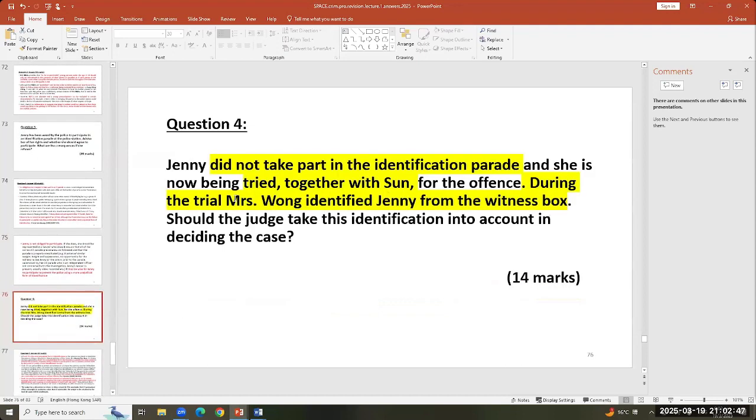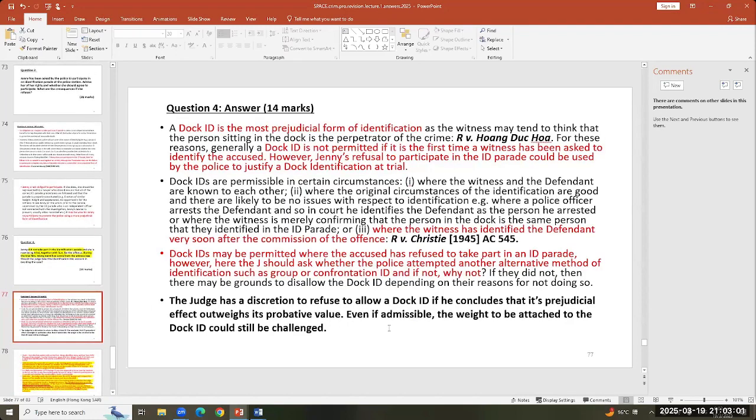Jenny did not take part in the ID parade. She's now being tried together with Sun. During the trial, Mrs. Wong identifies Jenny from the witness box. Should the judge take this identification into account? It's dock ID again. So, nothing here.